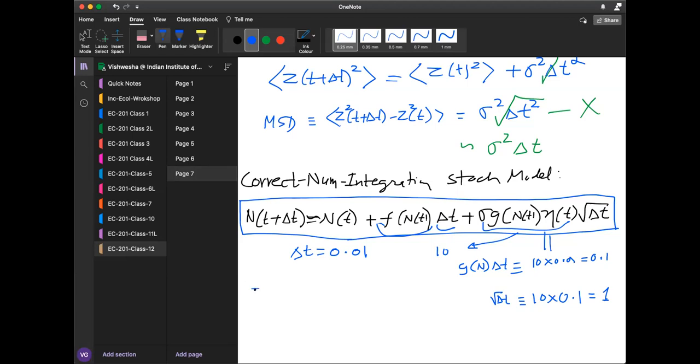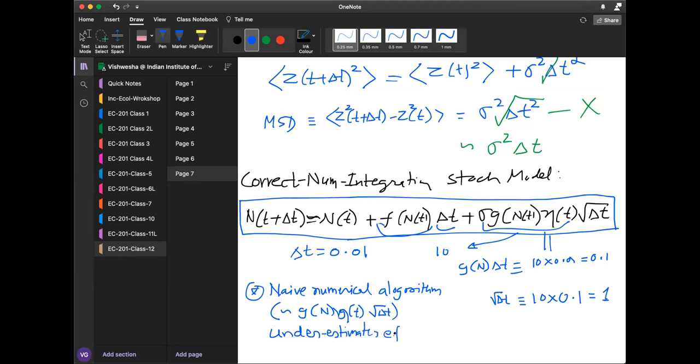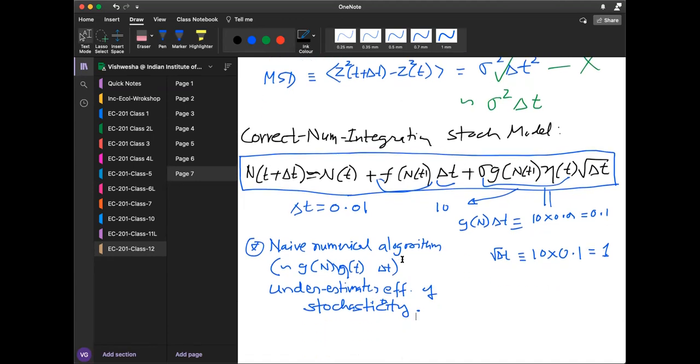So, to write that down, the naive numerical algorithm, which has a term like g of n eta t times dt, underestimates the effects of stochasticity. Okay. That's what this means. Oh, naive is not this. The naive would be this. This underestimates. The correct one doesn't underestimate.